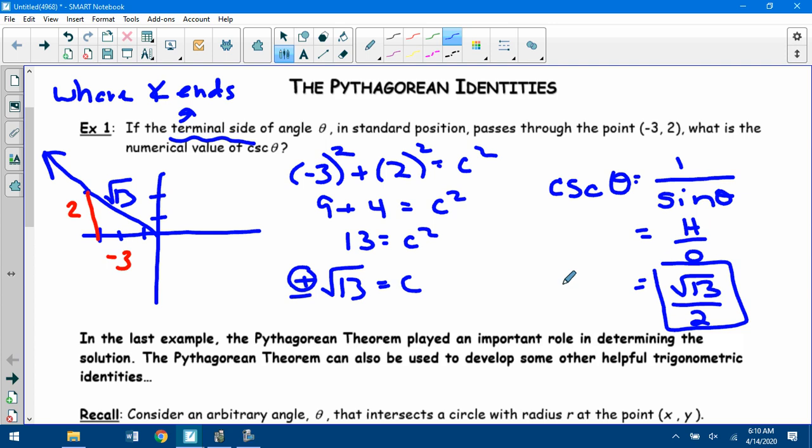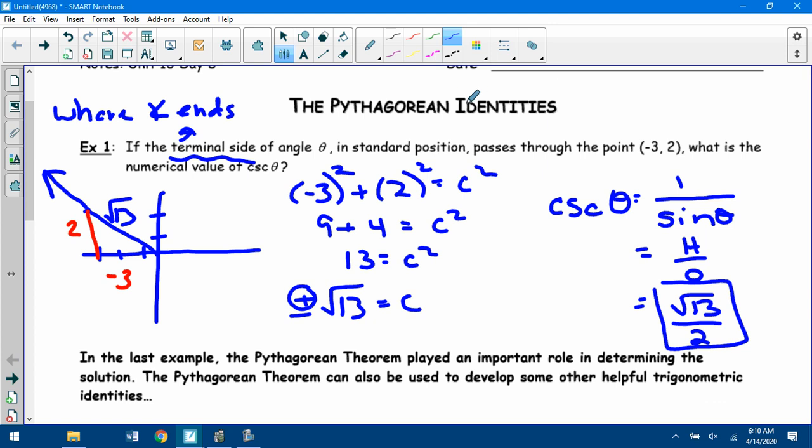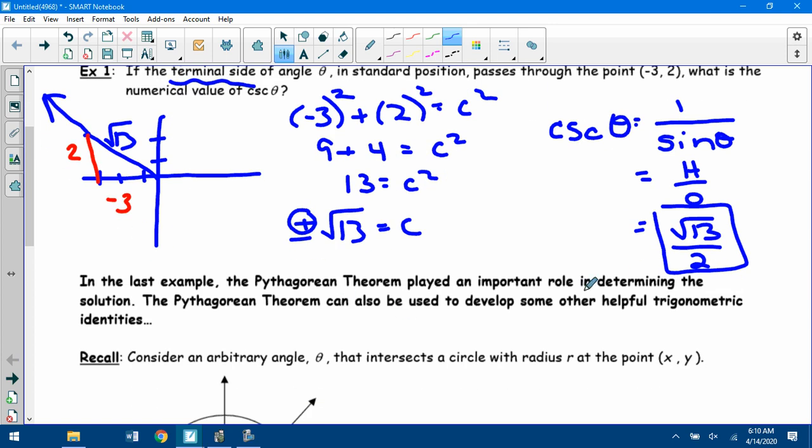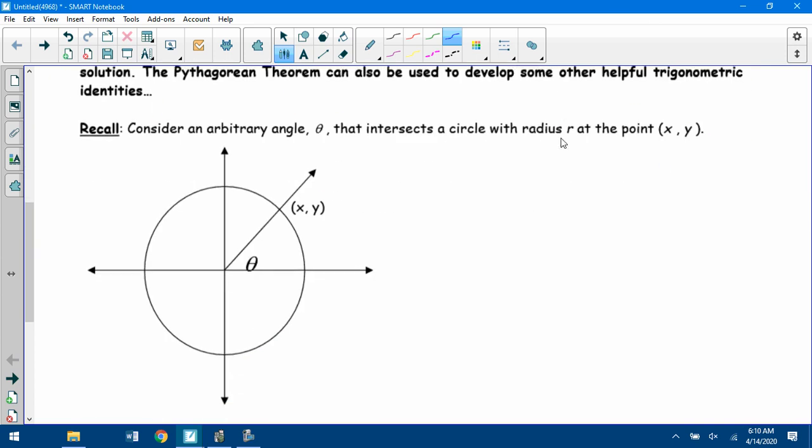Okay, now you'll notice in that example, the Pythagorean theorem played an important role in determining the solution, and that was most of what we did yesterday. You had to use Pythag on that triangle at some point to get your third side. So there's another trigonometric identity that comes from the Pythagorean theorem, which is why it's called the Pythagorean identity. And you'll notice I wrote identities because there's more than one of them, but this year we're only going to really focus on one. So let me show you where this comes from.